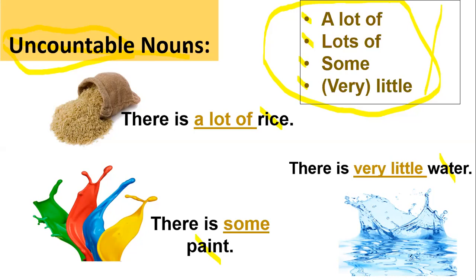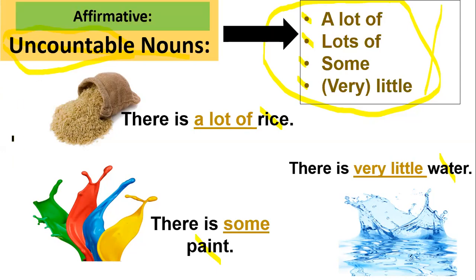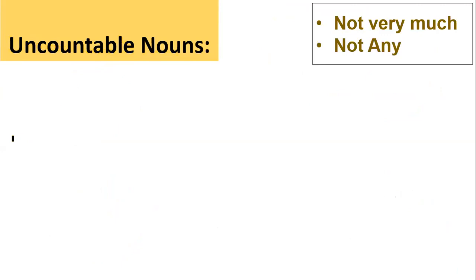All right. So again, before we continue, it's the same thing as countable. Are these sentences expressing something affirmative or something negative? Affirmative. Yes. All of these are expressing something that is affirmative. So we're going to continue with not very much and not any. Now pay attention to this, because this is something that normally people get confused. I'm going to explain that later.